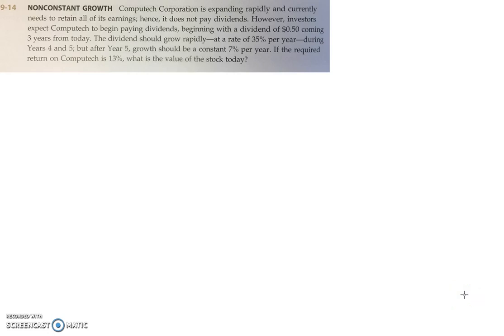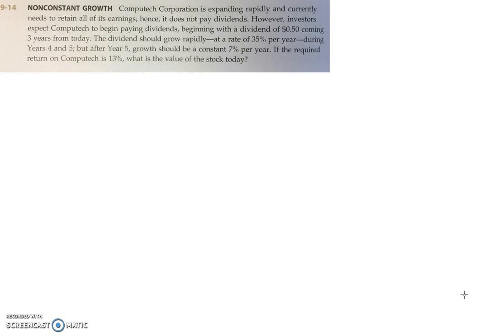Here's another problem from Chapter 9. This is from the back of the chapter, problem 9.14, a little bit more complicated than what we've been doing. Let's go through it. Computech Corporation is expanding rapidly and currently needs to retain all of its earnings, hence it does not pay any dividends.